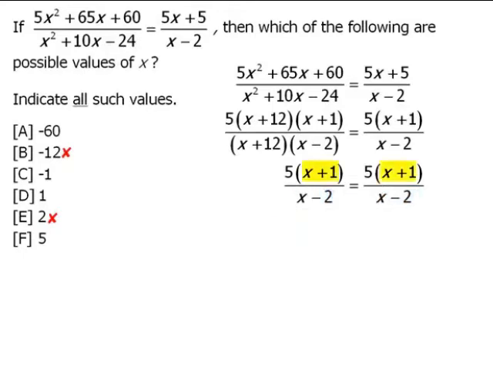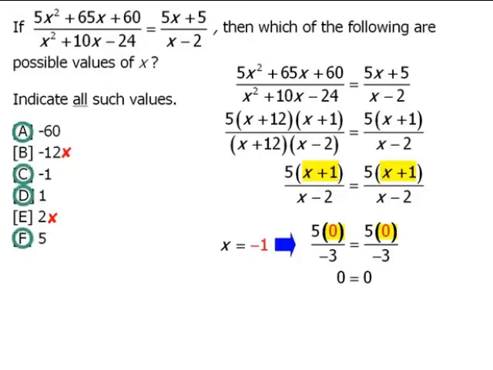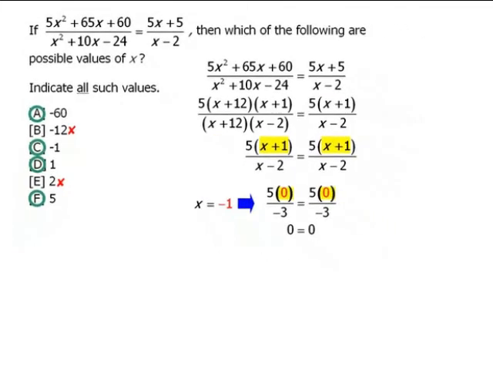Finally, what about this area? What happens if we let x equal negative 1? Well, when we do this, we get the following, and this simplifies to be 0 equals 0. So x equals negative 1 is a solution to our equation. So the only two restricted values for x are negative 12 and 2, and all other values are possible. So our answer is A, C, D, and F.